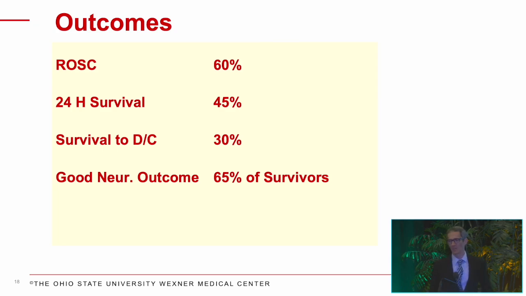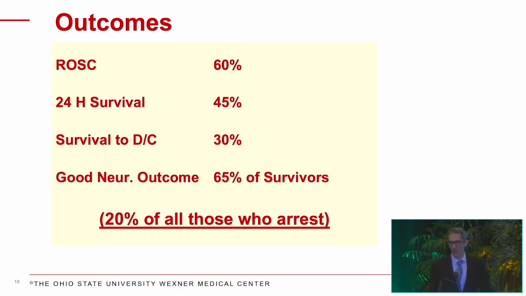So again, looking at outcomes from this, they achieved ROSC, return of circulation, in 60% of the patients that arrested perioperatively. 24-hour survival was 45%, and survival to discharge 30%. So again, very similar to information we have from other studies. And 65% of the survivors had good neurologic outcome. So again, on the whole, comparing this with resuscitation from cardiac arrest in other settings, these are really, really good outcomes. But for those of you doing the math, 20% of all those people who arrest actually survive, and survive with a good neurologic outcome.